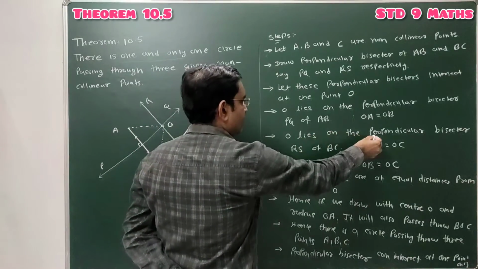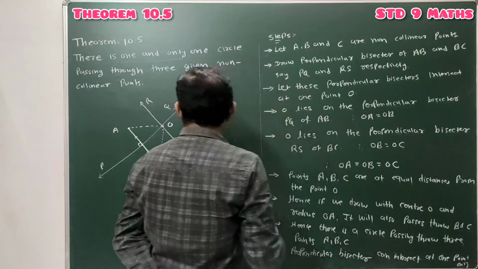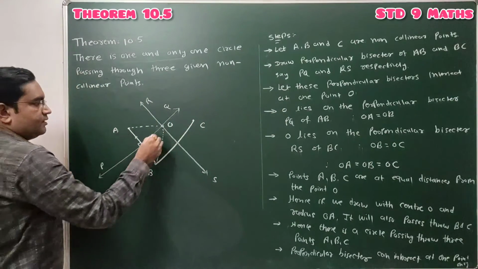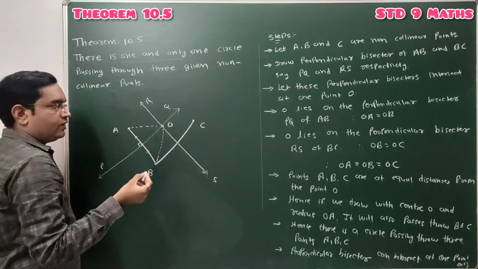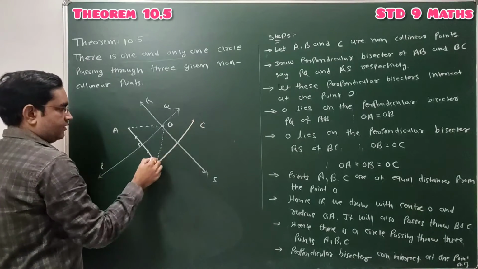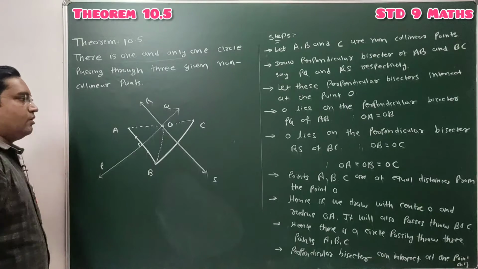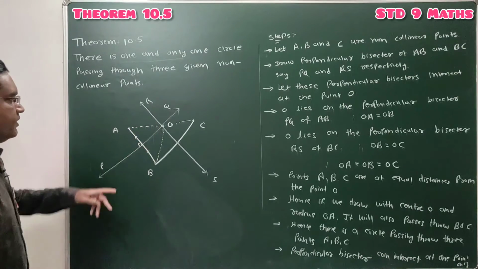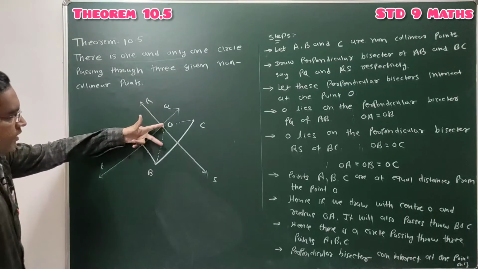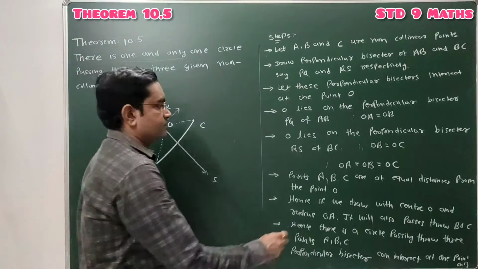Point O lies on the perpendicular bisector RS of BC, and therefore this point O will be at equidistance from these endpoints B and C. So OB will be equal to OC. Combining both properties, we can say that OA, OB and OC are equal.